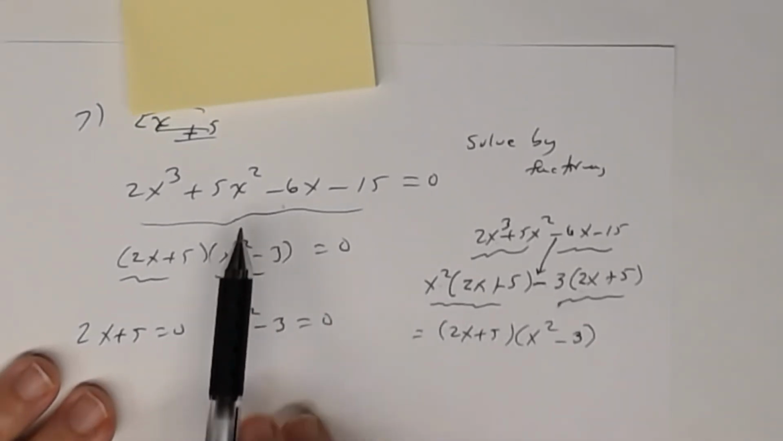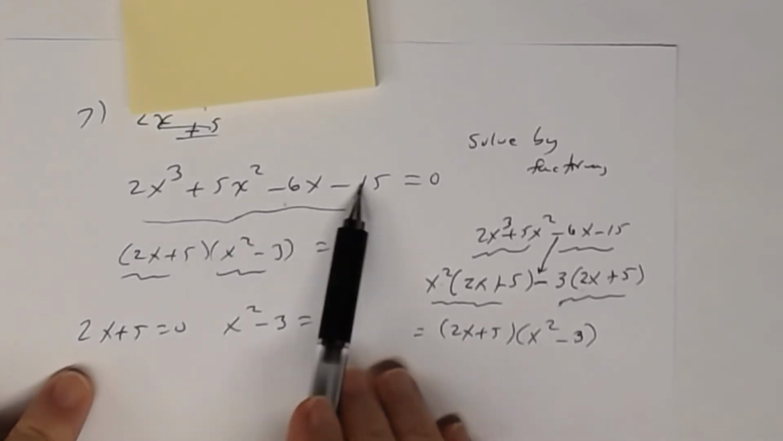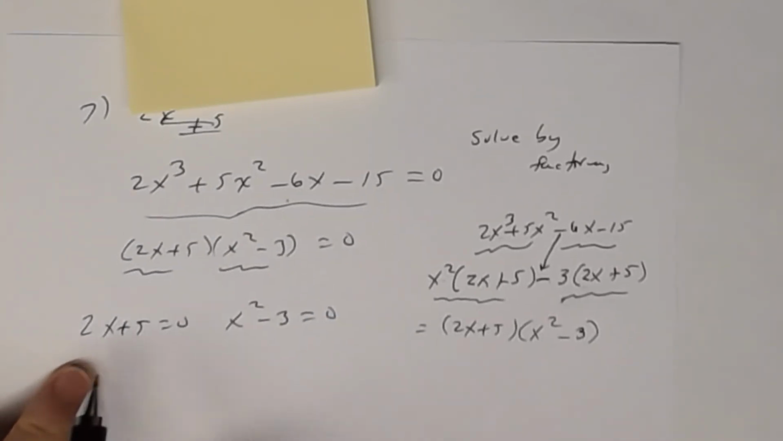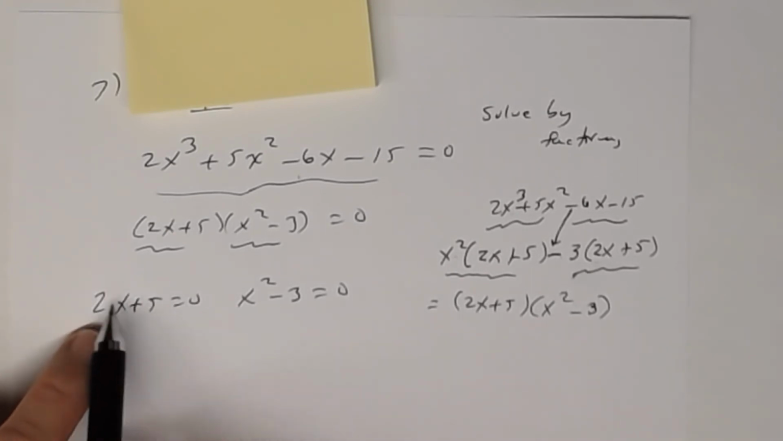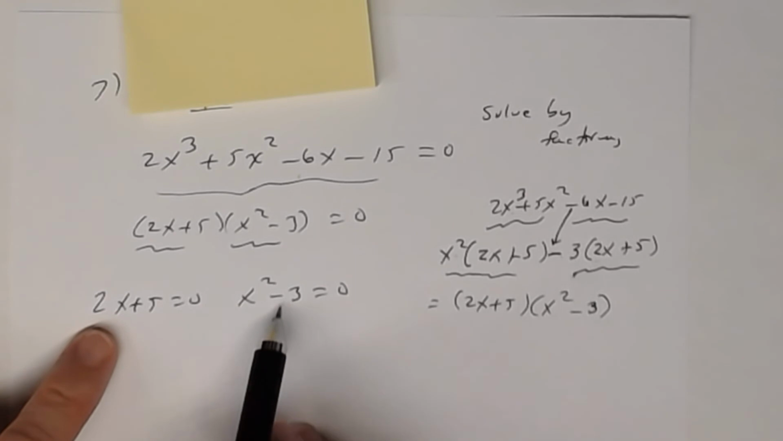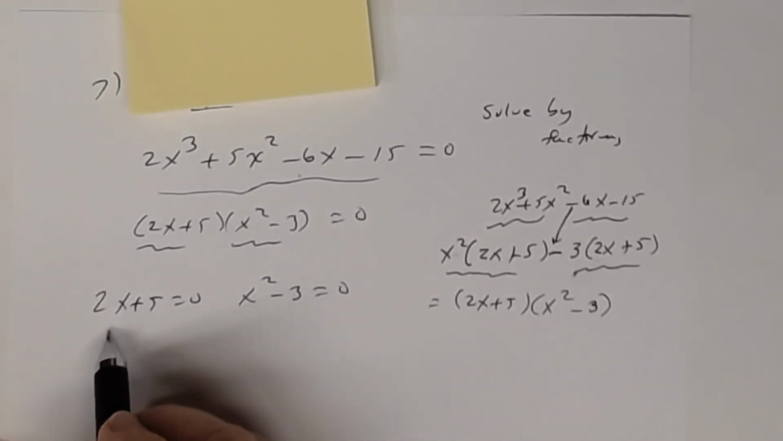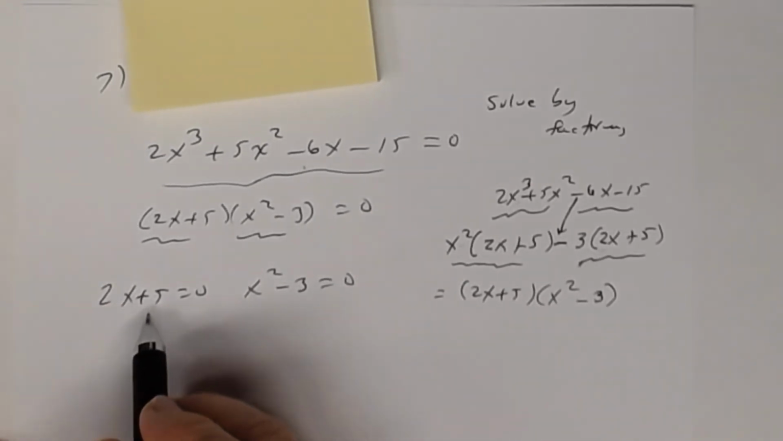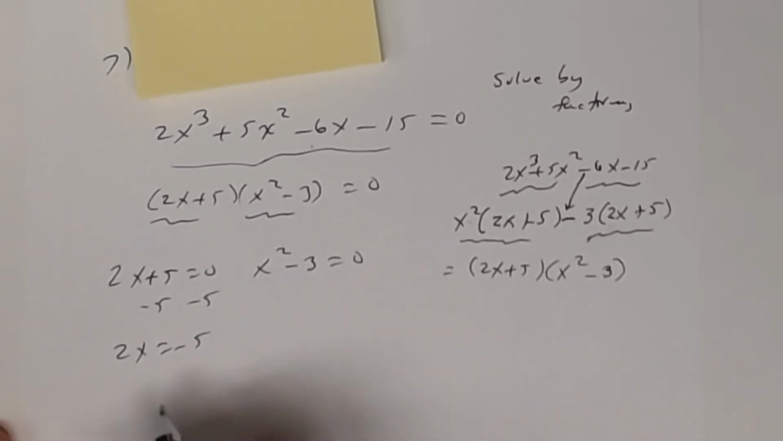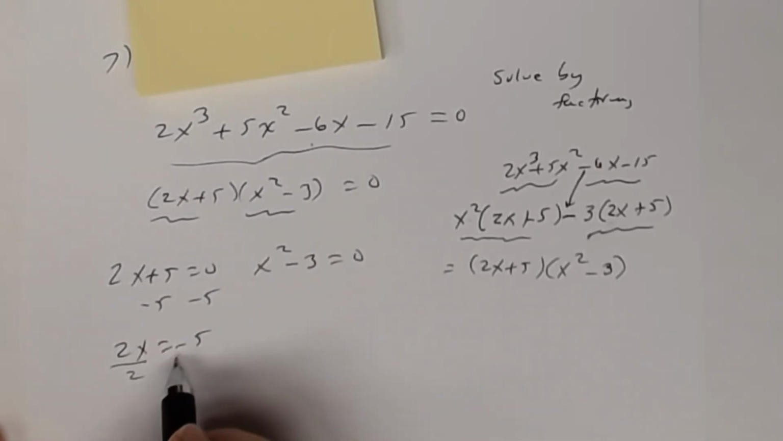And I want you to notice, though, I went from this cubic, remember the largest exponent is 3, so cubic equation, to a linear equation and a quadratic equation right here. That's quadratic. And so all of us know how to solve this linear equation. So we're going to subtract 5 from both sides. So I get 2x equals negative 5. And then we're going to divide both sides by 2. So my solution is going to be negative 5 halves.